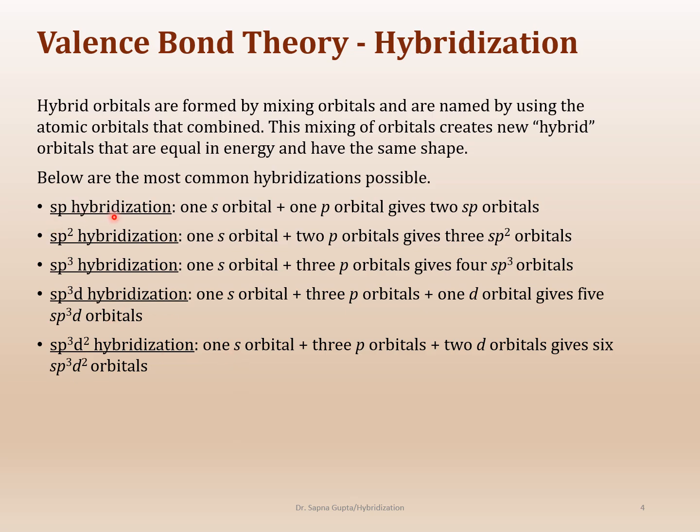So we have sp hybridization. Sp means you have one s and one p orbital. And since you are mixing two orbitals, you will end up getting two orbitals. sp2 is one s orbital and two p orbitals. So this 2 actually stands for the two p orbitals. So 1 plus 2, 3 orbitals. So you end up getting 3 sp2 orbitals. Okay, so whatever number of orbitals you're mixing, that's the number of hybrid orbitals you get.